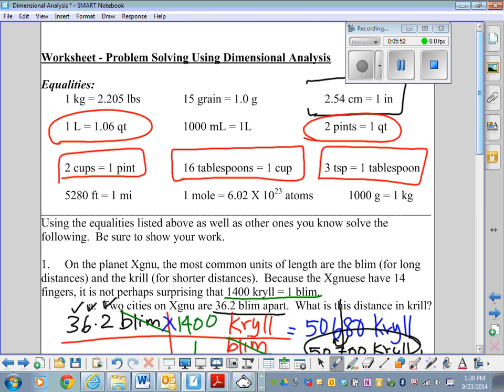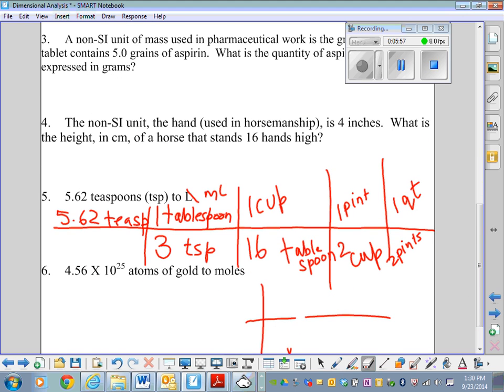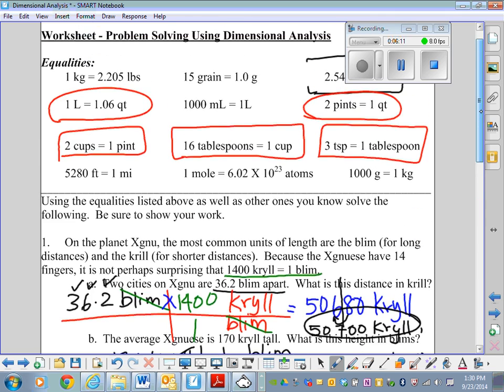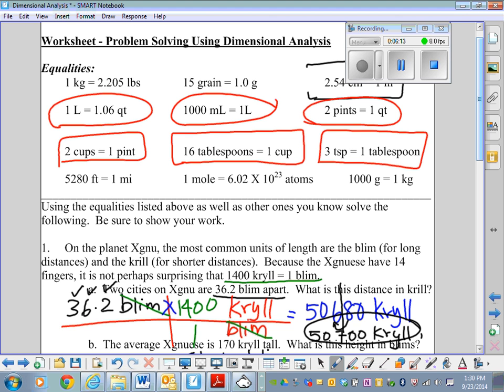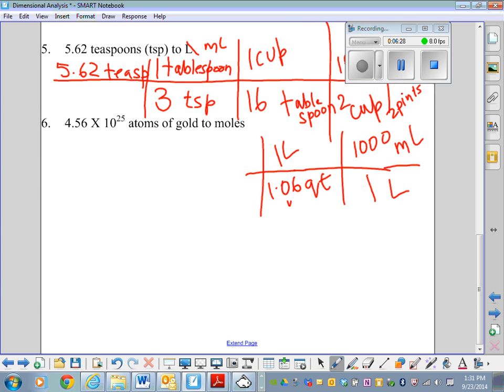All right? I have quart and liter. 1.06 quart is 1 liter. So I have 1.06 quart is 1 liter, but I have to go to milliliters. So I bring down liters and milliliters. I don't know if it's given up there. But even if it's not given, that's a metric conversion that we should be able to do ourselves. Is that right? Now we come down, and I know that 1000 milliliters is 1 liter.